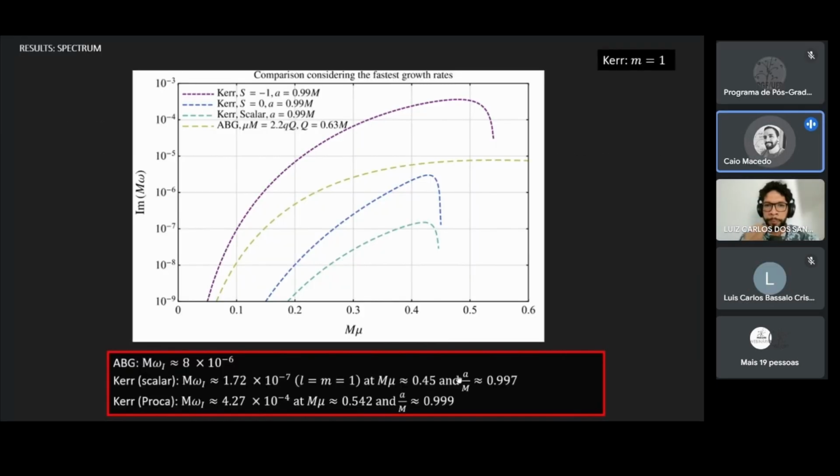Yeah, there. Okay, so in some cases it can be comparable. Okay. I remember that Proca has a much shorter time scale as compared to the scalar case. But for you, I think the maximum is similar to the scalar case in Kerr, right? For the scalar case in Kerr you have 10 to minus 7, and in your case you have 8 times 10 to minus 6. Okay.